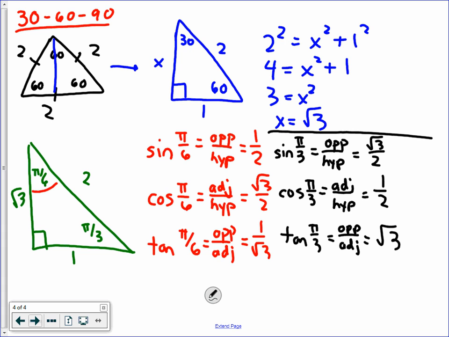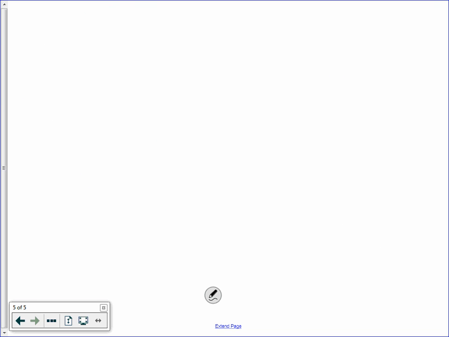Okay. So those are my two triangles. I'm going to leave those for right now and keep moving. I'll talk about the unit circle. Now, this again is a grade 10 concept, which apparently no one got in grade 10, but a grade 11 concept that no one got in grade 11.